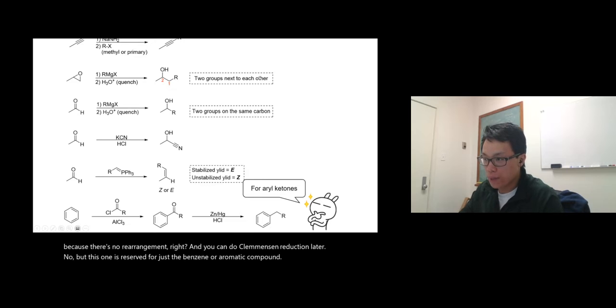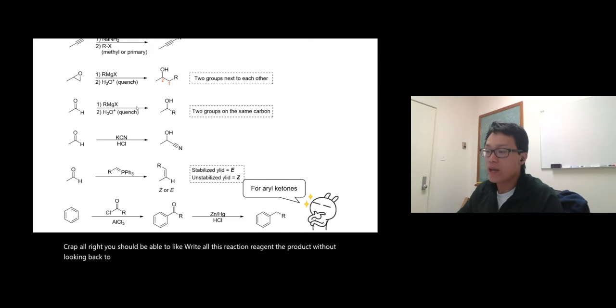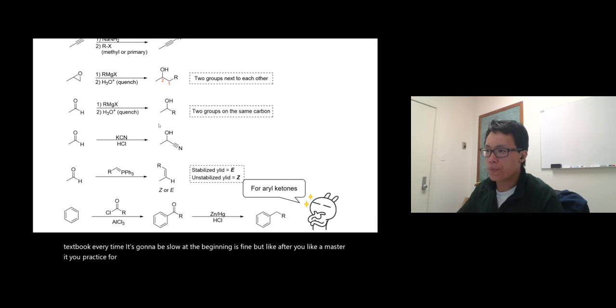Okay. You should be able to write all these reagents and products without looking back at your textbook. If you have to look back at your textbook every time, it's going to be slow. At the beginning, it's fine, but after you master it and practice for a while, please do not do that. It takes too long.